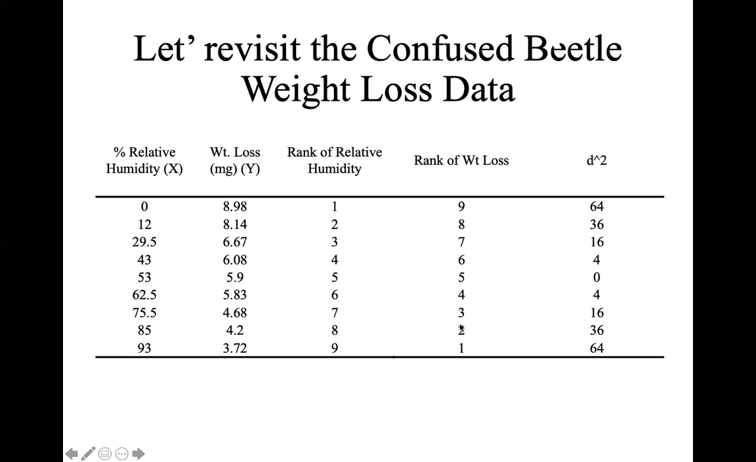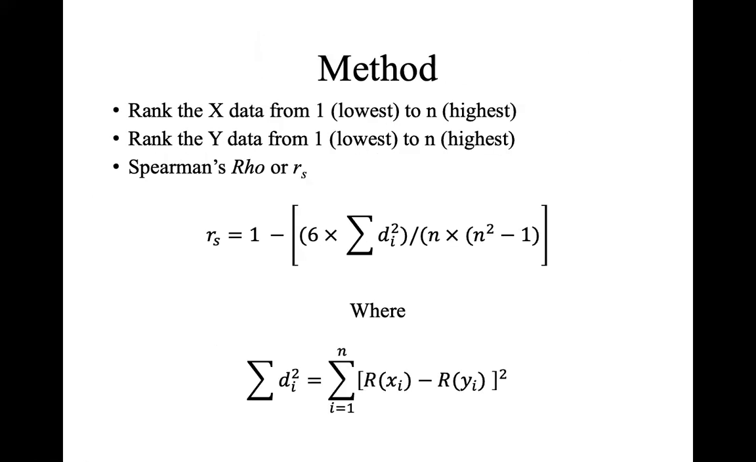Okay, I got you. Yeah, so go back to this. First, you rank the X data from 1, the lowest, to n, the highest. Then you rank the Y data from 1, the lowest, to n, the highest. Then you do your calculations.